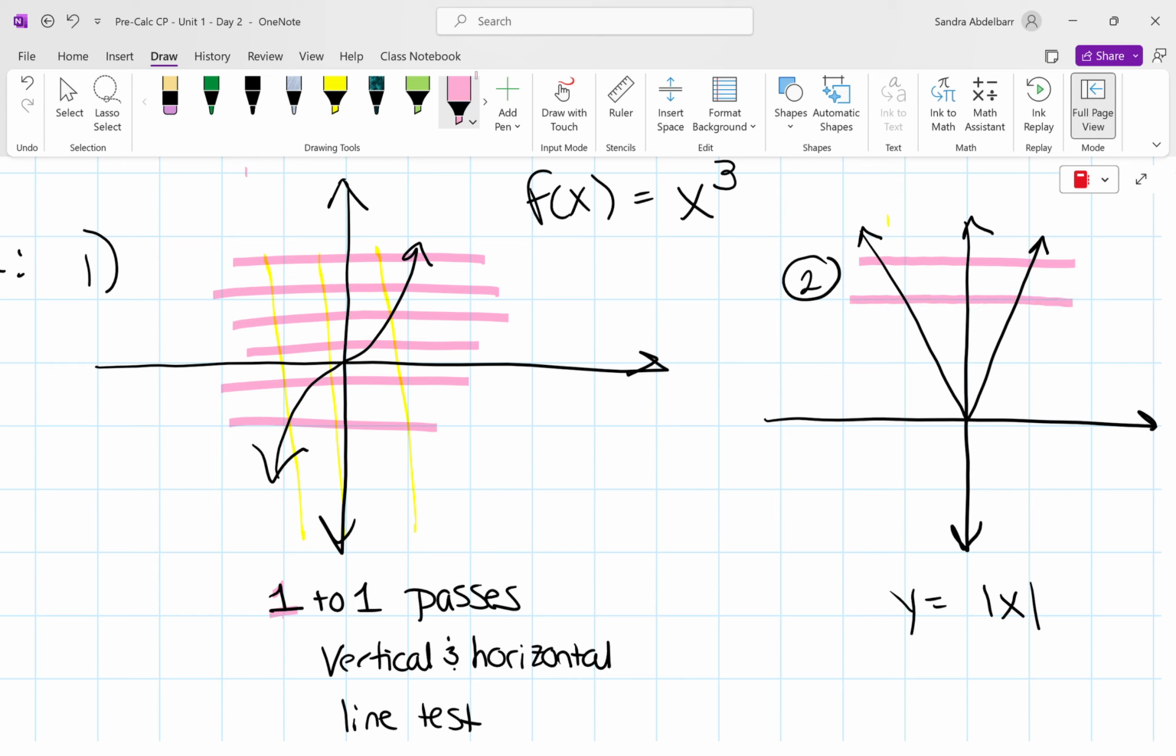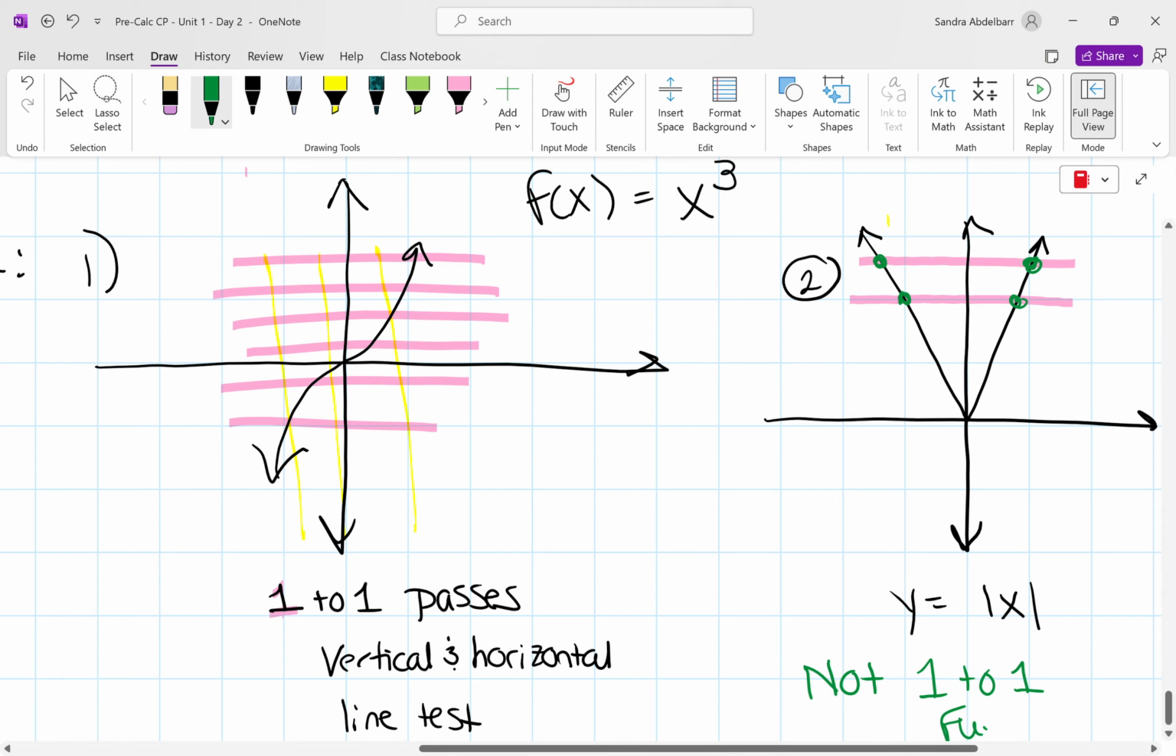What's my next question? Is it a 1-to-1 function? How am I going to now know if it's a 1-to-1 function? It has to pass the horizontal line test. And immediately, what do we realize? It fails. Why does it fail? Because the horizontal line is hitting the graph in two locations. So is this a 1-to-1 function? No, not 1-to-1 function. All right, we're done.